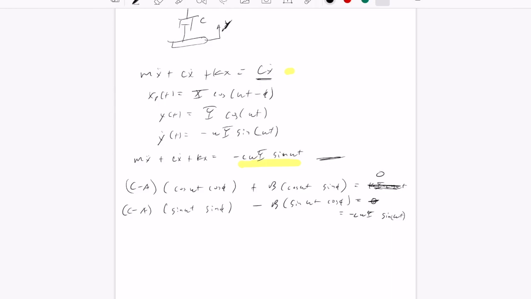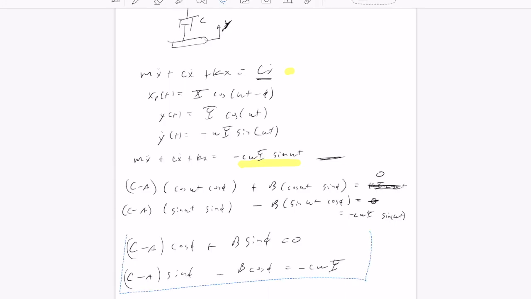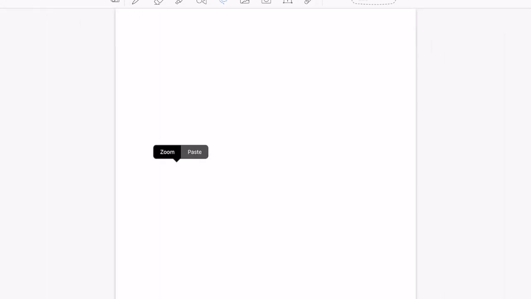Okay? And then this is going to simplify. Again, you end up with the cosine omega t, so c minus a cosine phi plus b sine phi is equal to 0, and then c minus a sine phi minus b cosine phi is equal to negative c omega Y, okay? So let's pull these over to the next page. Copy. Paste. Okay.